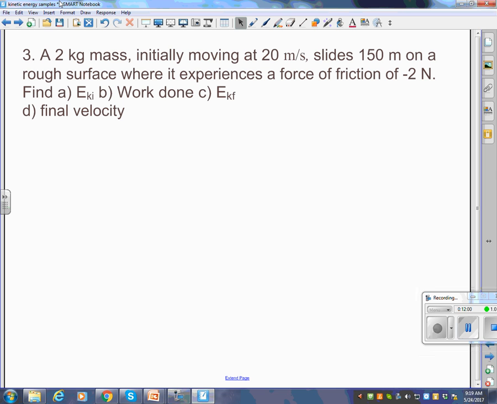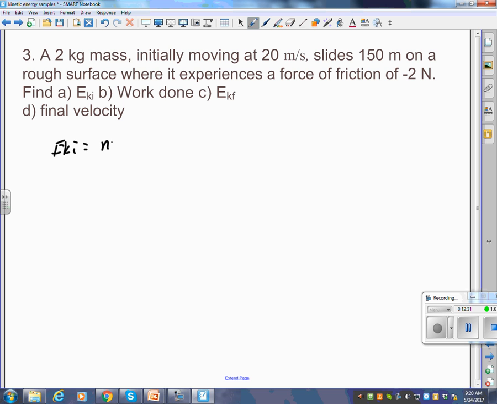Obviously, we're getting a little bit more challenging. Okay, so this time we've got a 2 kilogram mass. Initially moving at 20 meters per second, it slides 150 meters on a rough surface where it experiences a force of friction of minus 2. Find the EKI, the work done, the EKF, and the final velocity. This looks exactly the same. What's the only difference? There's friction, so instead of adding to kinetic energy, you're actually subtracting. In fact, the work done is going to be a negative value, isn't it? Right? So it's going to be exactly the same.